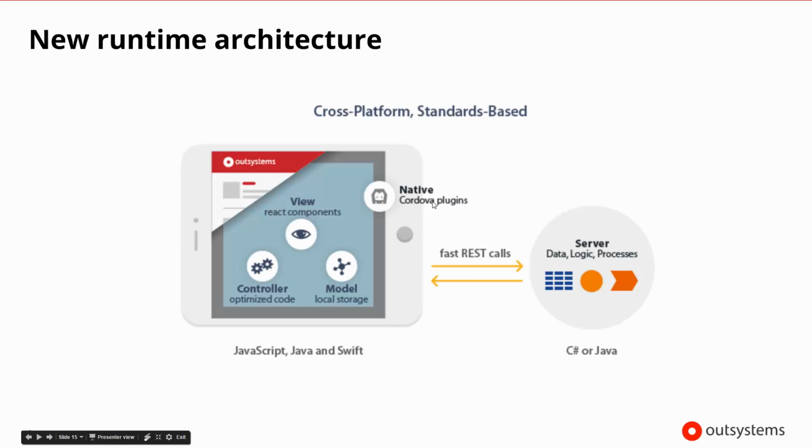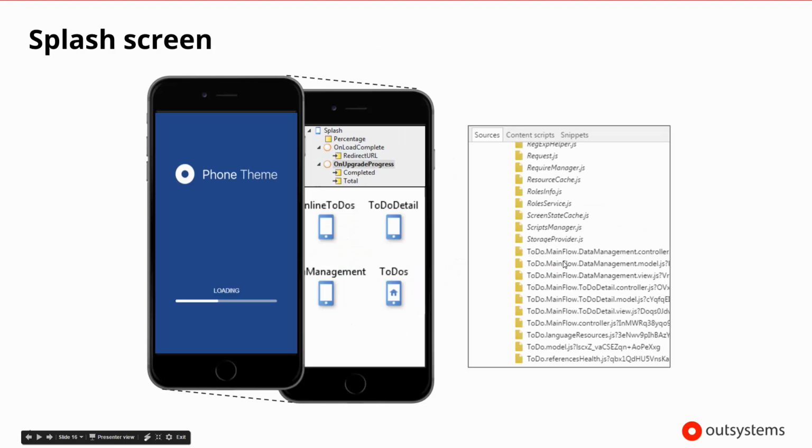So when we begin thinking about the new runtime architecture, we have this JavaScript set of code that's running on the device in a model view controller type of way, where some of our data could be local. The overall view is being handled by the React JavaScript components, and there is a controller making sure that all of these things work together. And we can still have plugins and other types of things, but whenever we need data, we make very efficient REST calls back to the server to get the logic or the data that we need.